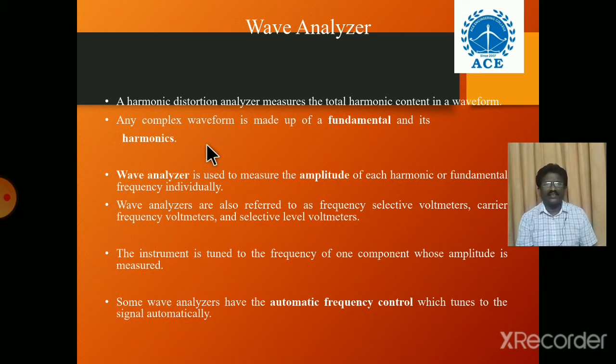Wave analyzers generally are referred to as frequency selective voltmeters, carrier frequency voltmeters, and selective level voltmeters. The instrument is tuned to the frequency of one component whose amplitude is measured. Some wave analyzers have automatic frequency control which tunes to the signal automatically.